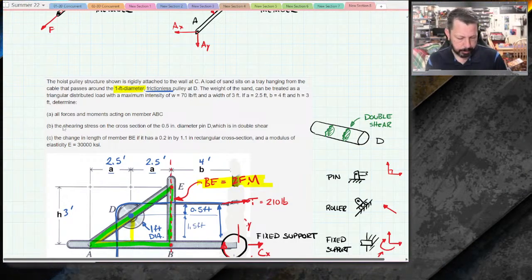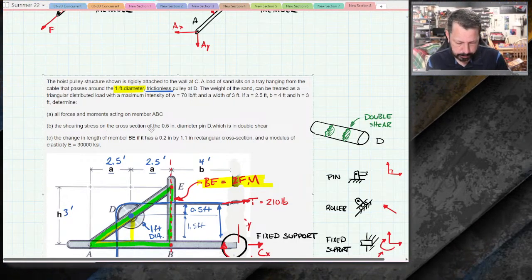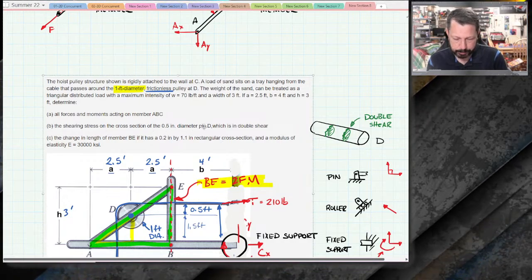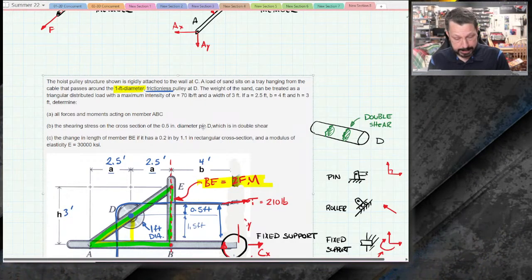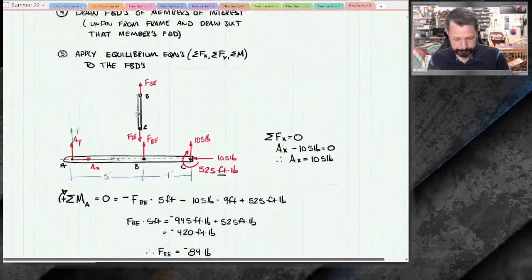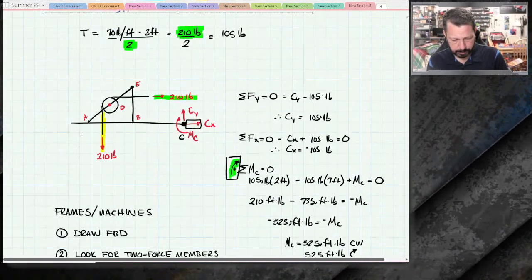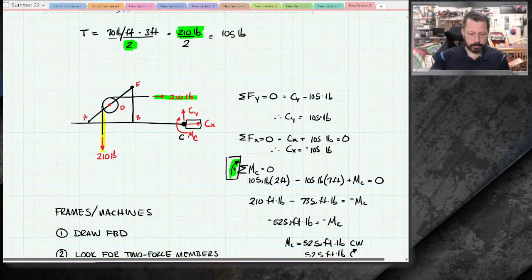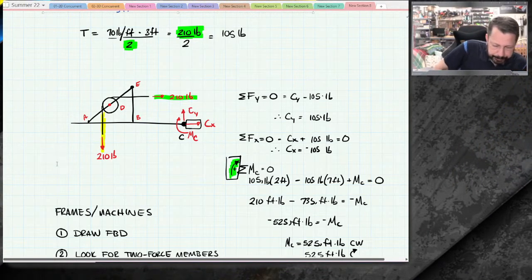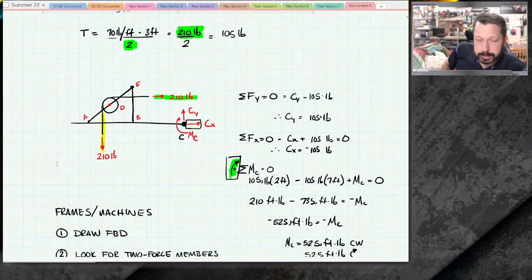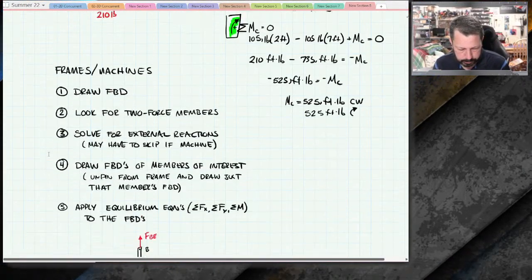So part B here is the shearing stress on the cross section of the 1/2 inch diameter pin at D, which is in double shear. All right. We don't have a D on this diagram. We do have one here. So the force on D, when you have a frictionless pulley, why don't we redraw just D?